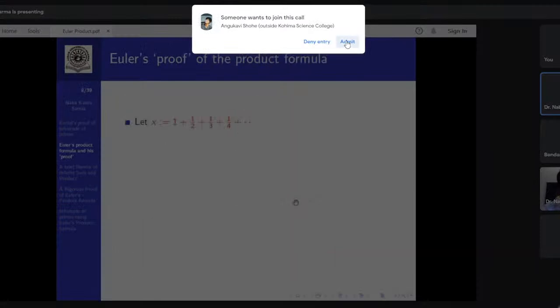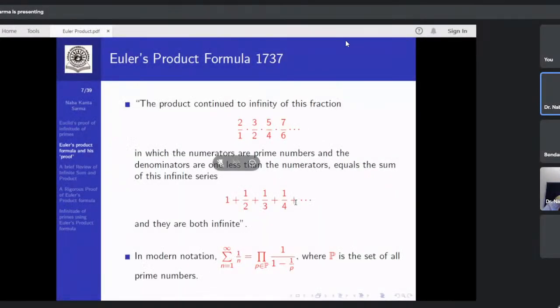So in modern language, this formula is generally written as the summation over n from 1 to infinity of 1 by n, equals the product over the primes, where capital P denotes the set of primes, of p by p minus 1. In the top there are prime numbers, in the bottom there are p minus 1. So we can divide the numerator and denominator by p to get 1 by 1 minus 1 by p. So the right hand side is a product and the left hand side is a sum. This is a very wonderful formula which relates an infinite sum with an infinite product.